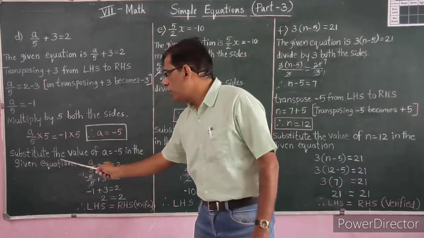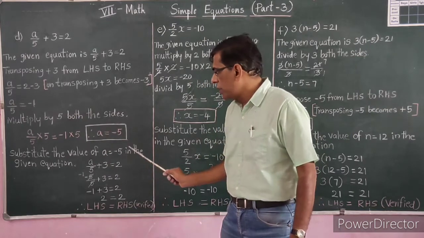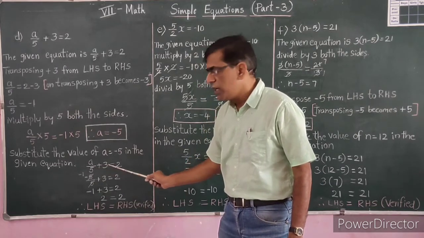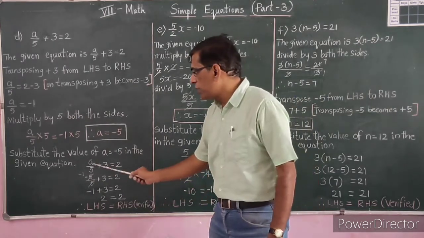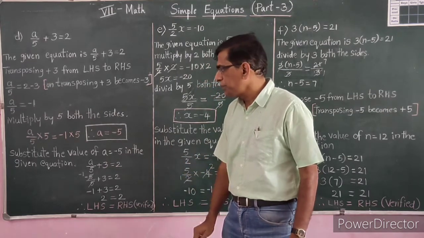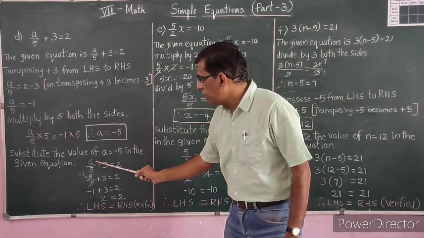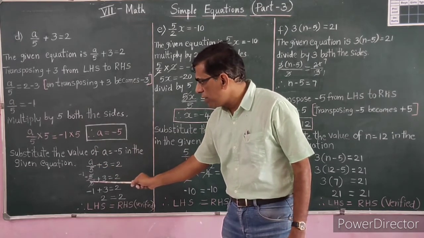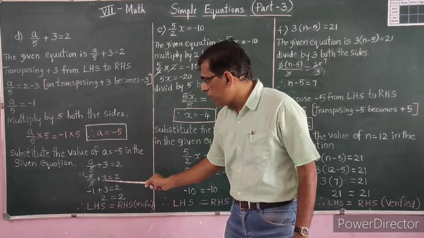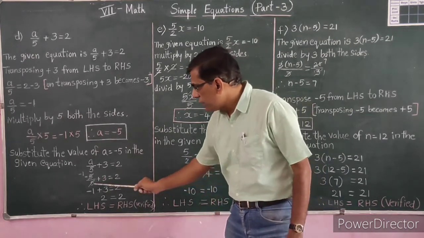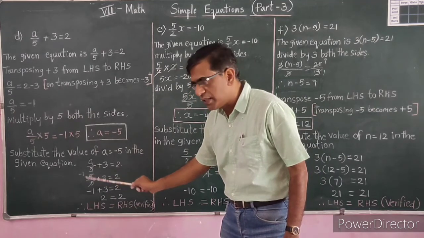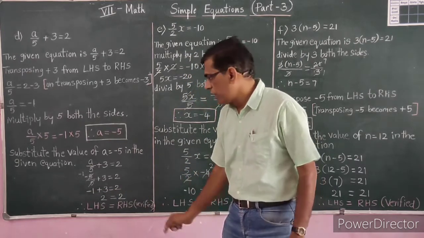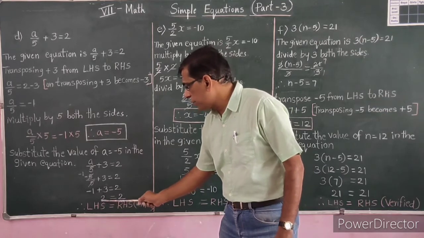Now, substitute the value of A is equal to minus 5 in the given equation. The given equation is A by 5 plus 3 is equal to 2. The value of A is minus 5. Minus 5 divided by 5 plus 3 is equal to 2. Here the 5 and 5 get cancelled. The value is minus 1 plus 3 is equal to 2.